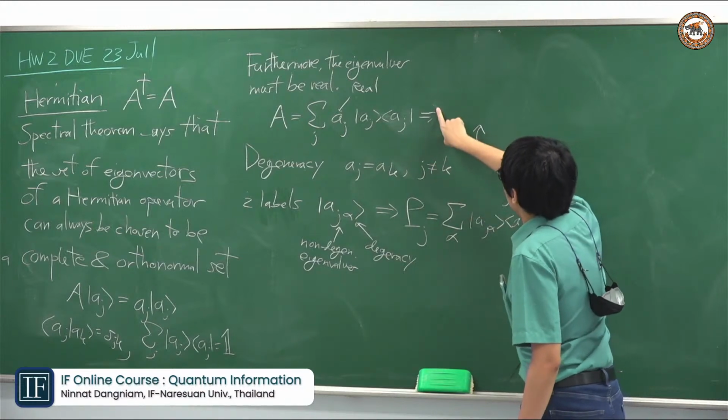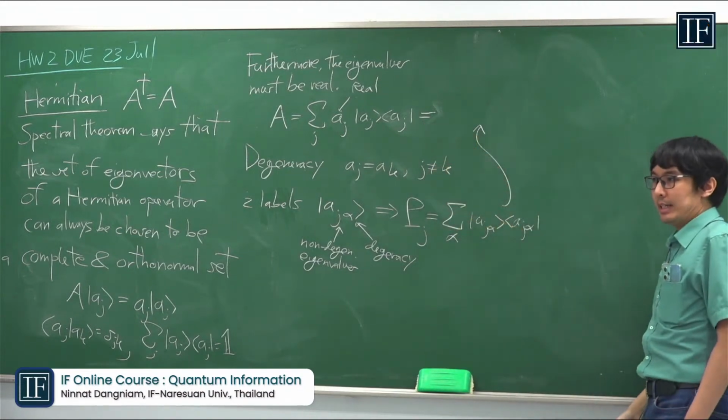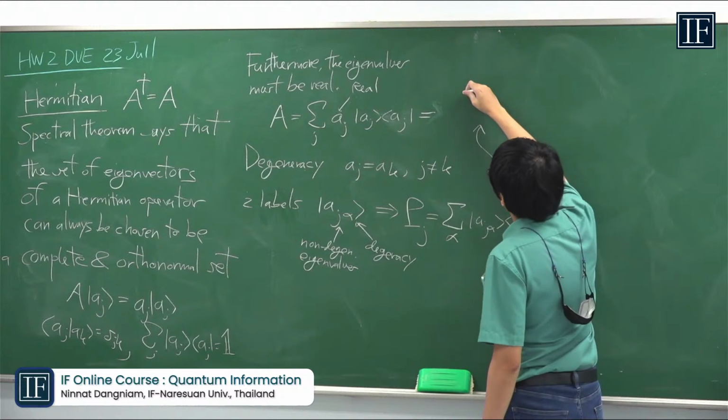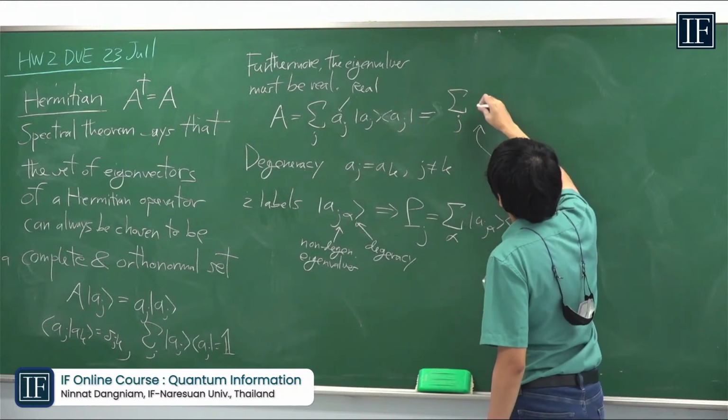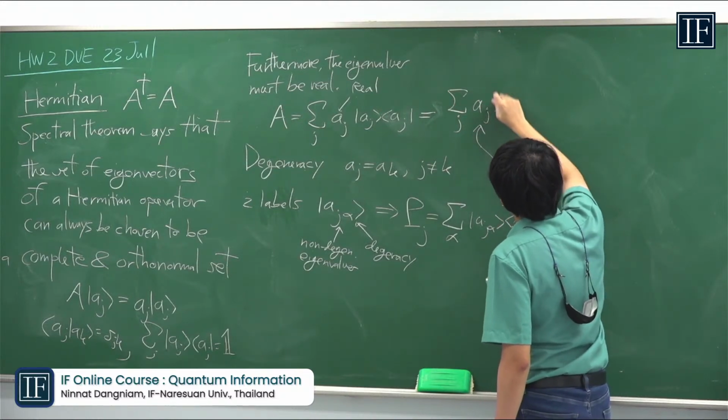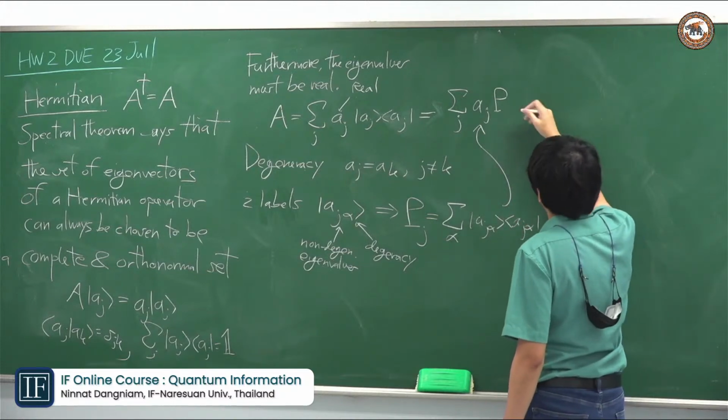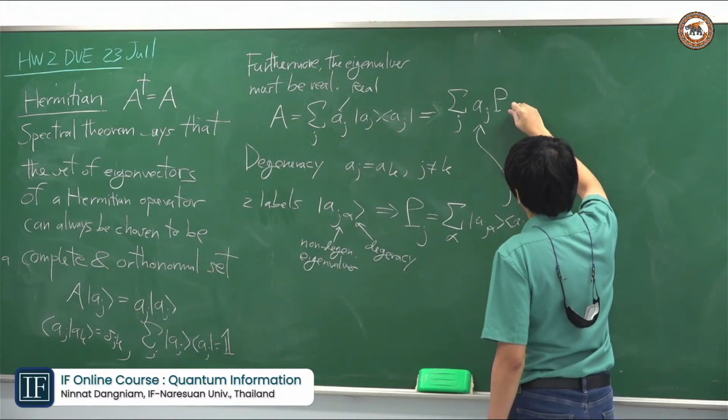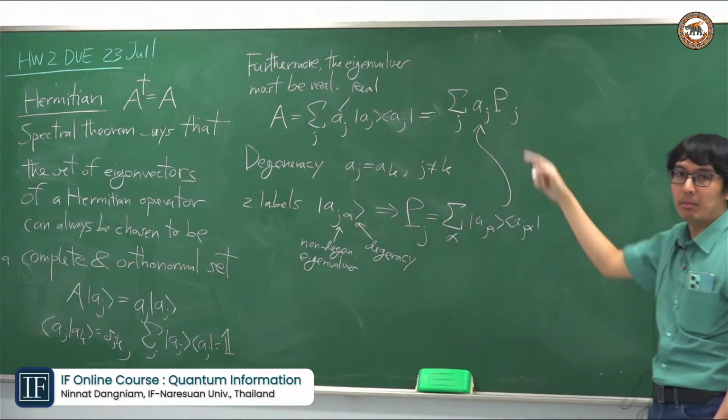And so a lot of the time it would also be convenient to use this and then write the operator A as a sum of projectors weighted by the eigenvalue.